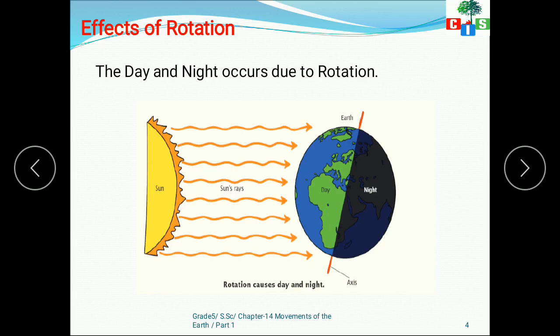And as the earth keeps rotating, the darker side gradually faces the sun and receives daylight, whereas the other part experiences the night. So this is how rotation causes day and night. Is that clear? So when the earth rotates, the darker side comes to face the sun and receives the rays, and on that side it becomes day and on the other side it becomes night. So this is how rotation causes day and night.